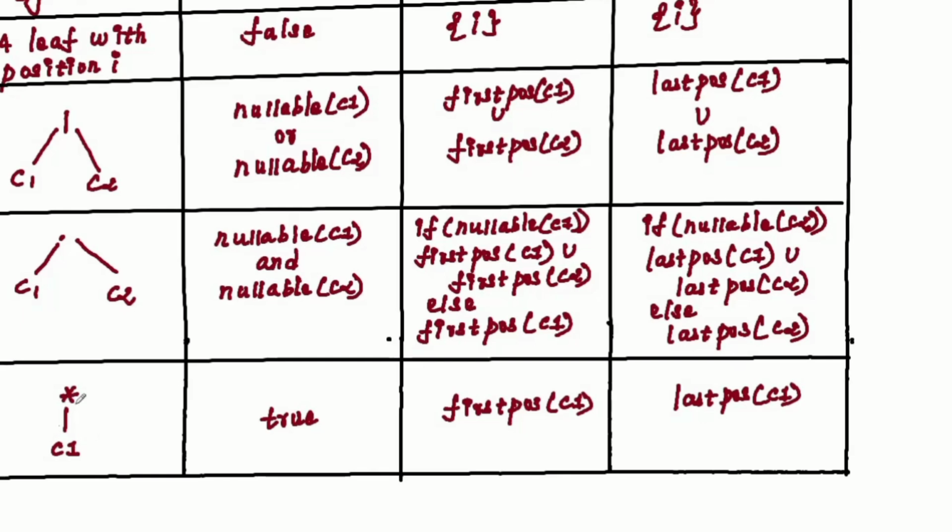Finally, a star node, c1 star. This node represents the Kleene star operation, zero or more repetitions of a sub-expression. Since the star operation always includes the empty string, because you can choose to repeat zero times, nullable of n is always true. The positions where the string can start and end are always from the same sub-expression, so firstpos of n equals firstpos of c1 and lastpos of n equals lastpos of c1.